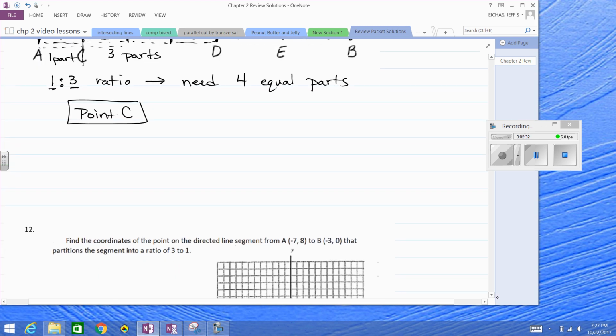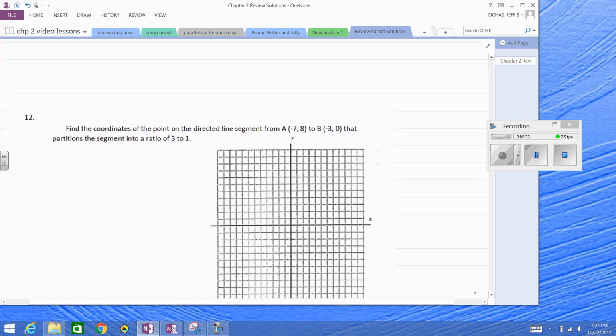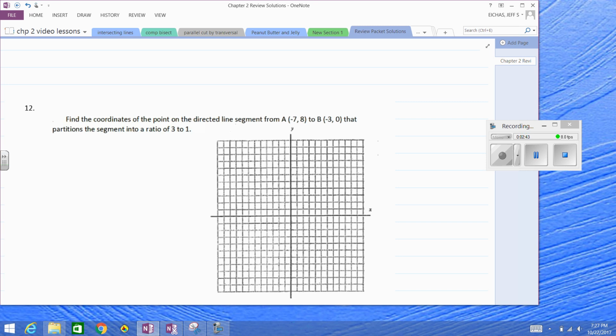Okay. All right, so now number 12 is find the coordinates of the point on the directed segment from A to B that partitions the segment into a ratio of 3 to 1. Okay, so again, we look at 3 to 1 means we need 4 equal parts. Okay, so if it was 3 to 2, we'd need 5 equal parts. Say 1 to 6, we'd need 7 equal parts. That's kind of how that works. I know both of them have been 3 to 1 so far, so it's misleading. We're not always going to need 4 equal parts. That could change depending on the ratio.